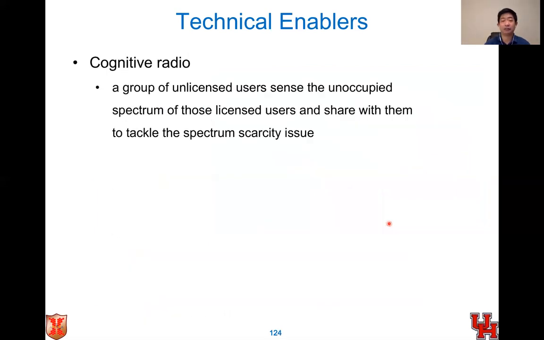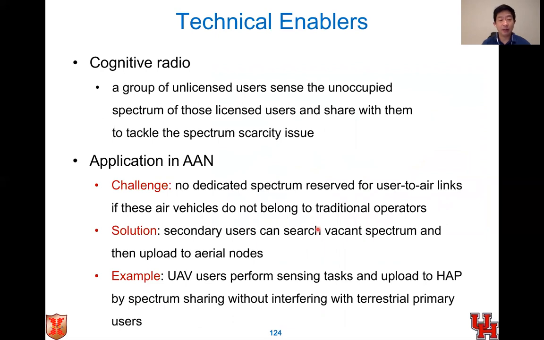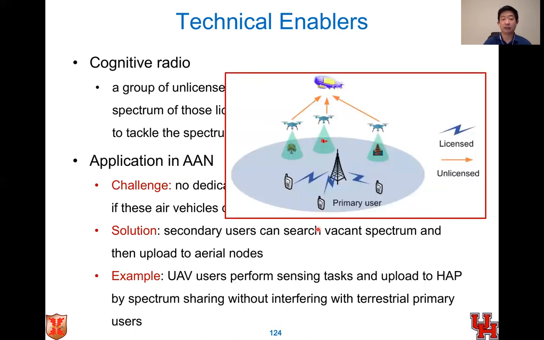And also cognitive radio, where another type is a group of unlicensed users trying to share spectrum with them to tackle the spectrum problem. The challenge is that there is no dedicated spectrum, and the solution is a secondary user. The example is UAV and HAP, so basically they can use this kind of cognitive radio technique.